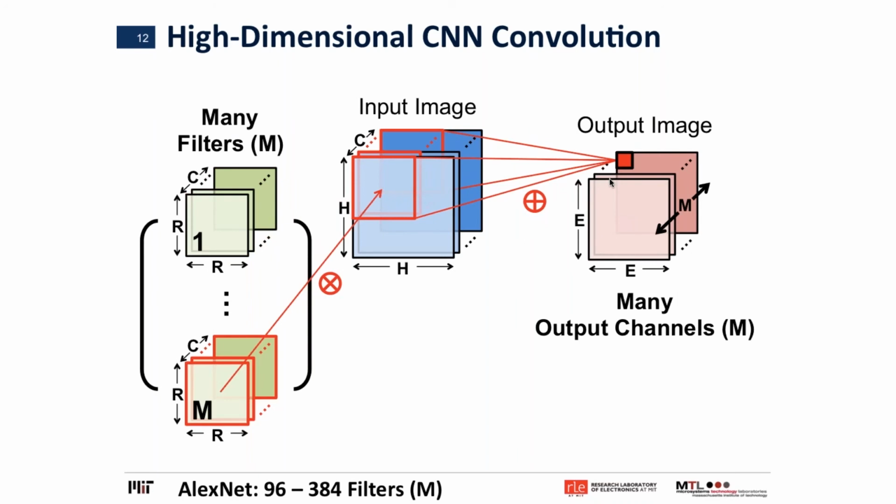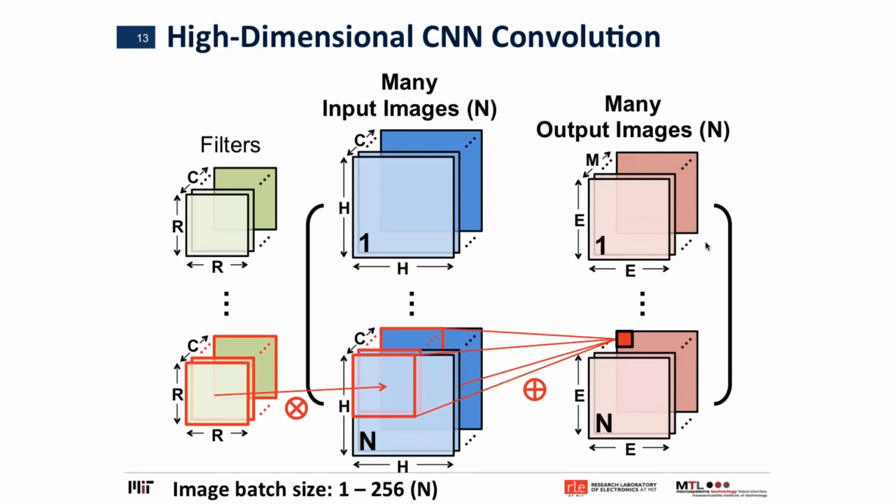We're already talking about a significant increase in the amount of data that we have to process. Furthermore, we don't just apply one filter to a given image or feature map. We can apply multiple filters, and each of these filters, when we convolve it with the input feature map or image, gives us one output channel. So if we have M filters in total, we generate an output that has M channels. And again, to give you a sense of the order of magnitude, when we talk about AlexNet, we're talking about 96 to 384 filters. So that's a huge amount of data and a huge amount of processing.